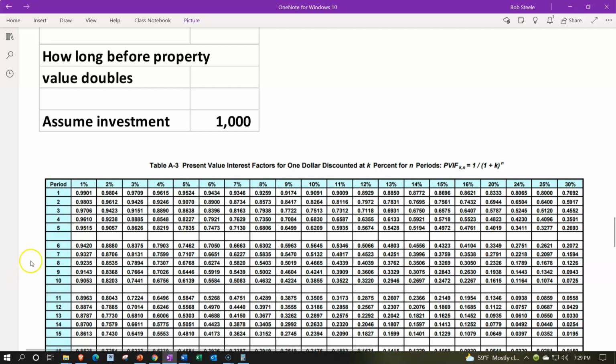So just realize that the rate up here needs to tie into the number of periods. Now, the period on the left-hand side, we often think of as years, but it doesn't have to be years. It just depends on how often we're compounding things.